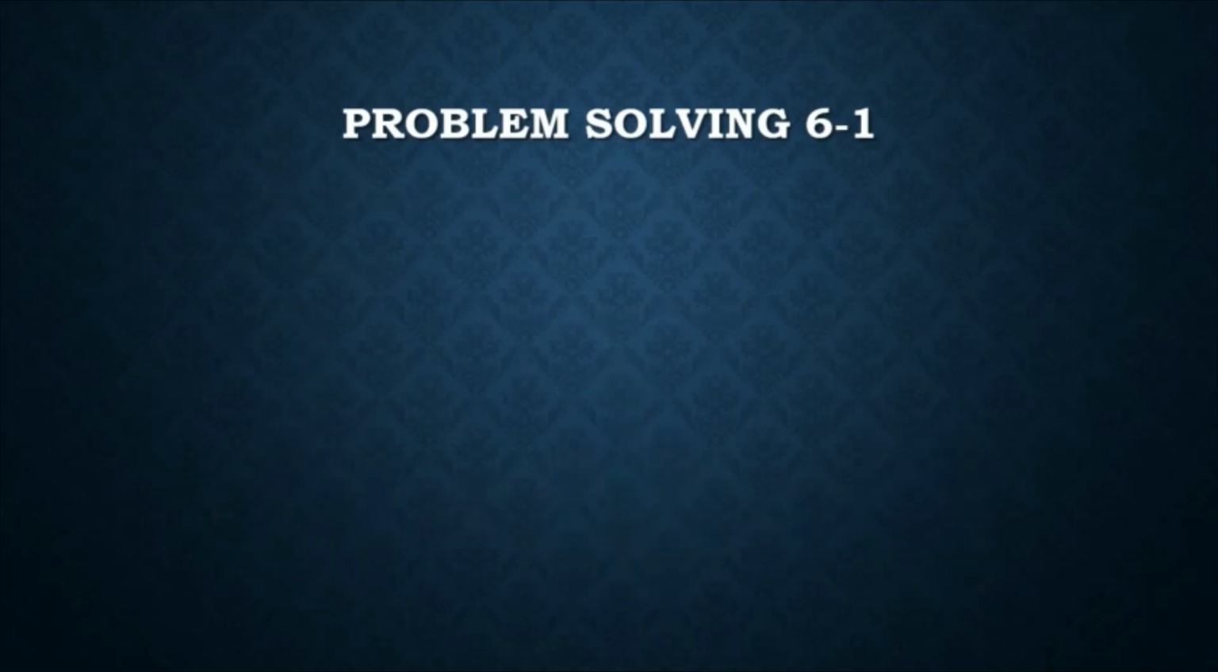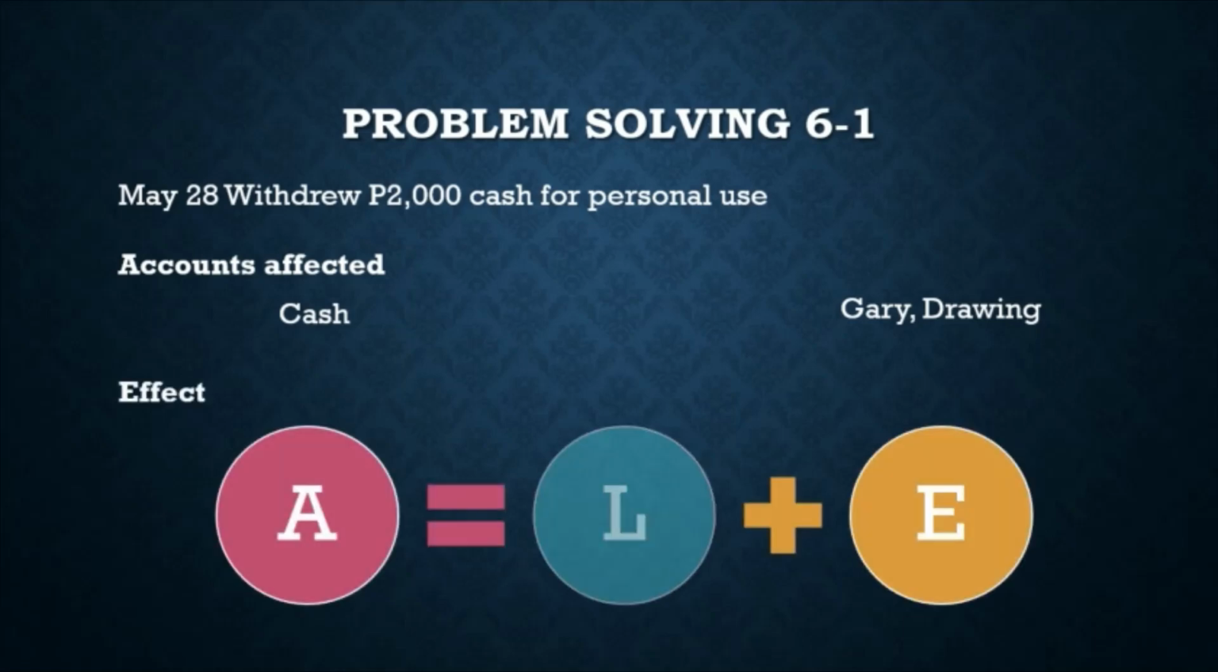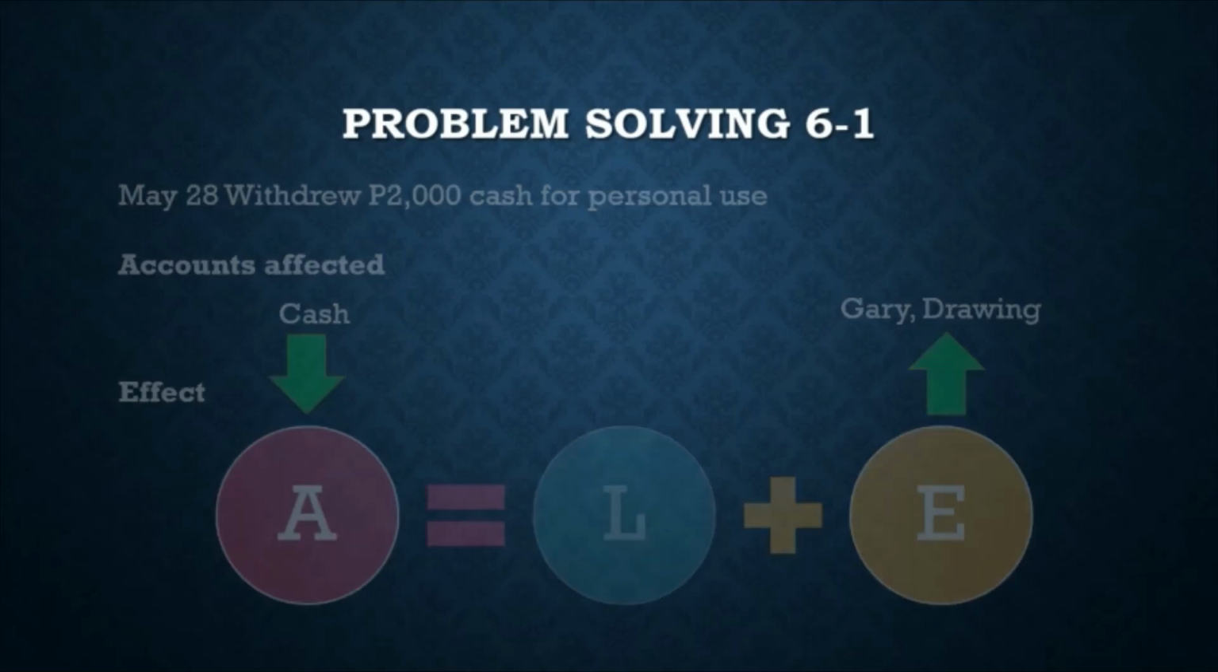So next naman, on May 28, we drew 2,000 cash for personal use. So ang accounts affected dito ay Gary drawing at cash. So as mentioned last time, there are times na gumagamit ng drawing account instead na Gary capital. So kapag ganito, ang effect niya sa ating accounting equation ay increase in Gary drawing since nag-withdraw si Gary for personal use at decrease in asset kasi nabawasan ng cash ni business.